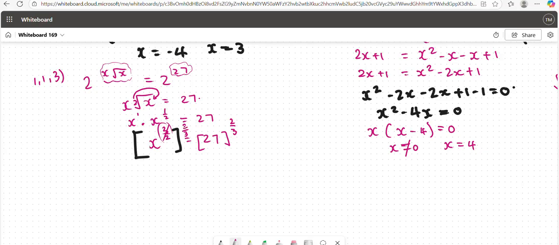And so that's that guy cancelling, and so we're left with an x and a 27 to the power of 2 over 3. You can at this point plug that into your calculator and you will get what that answer is. And let's check. 27 to the power of 2 over 3 is a positive 9. And there we go.